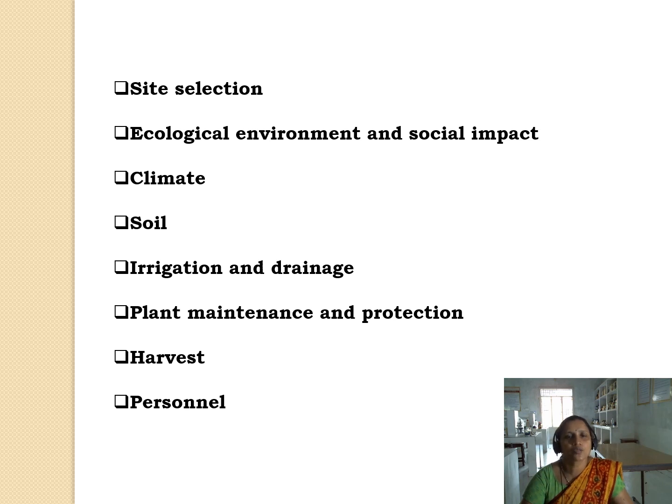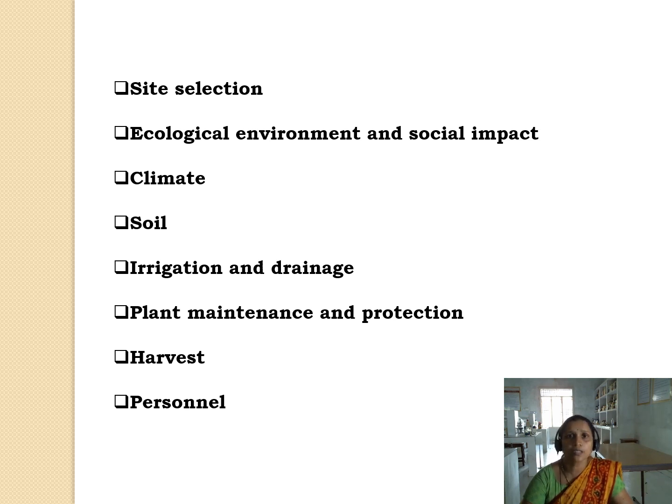The next one is climate. Prior knowledge must be considered about climatic conditions, as duration of sunlight, average rainfall, and average temperature, including daytime and nighttime temperature differences, influence the physiological and biochemical activities of plants.